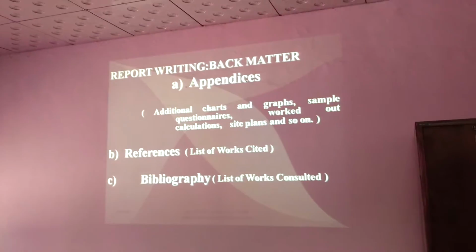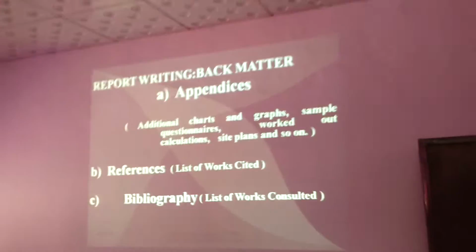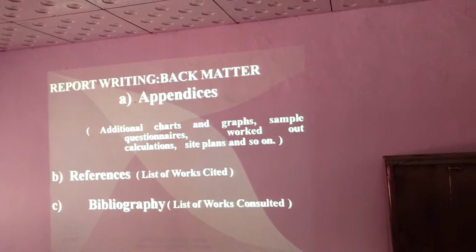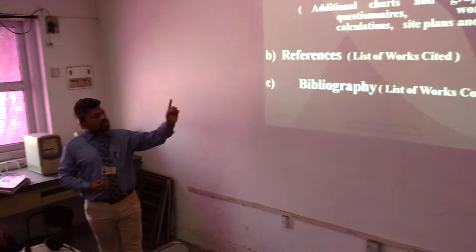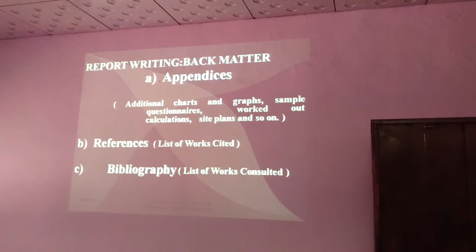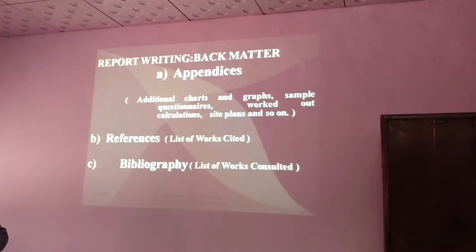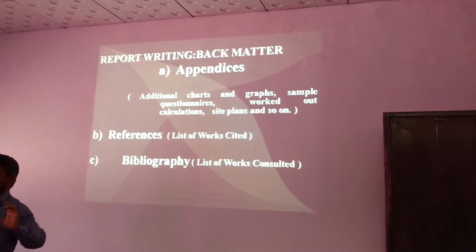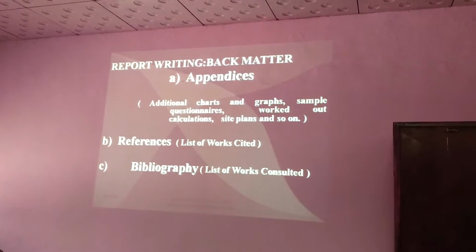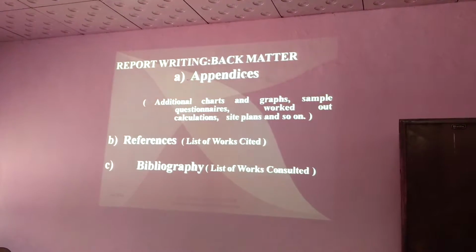Report writing back matter contains these major things. First is appendices. Inside appendices, what type of information should be there? Additional charts and graphs, samples, questionnaire, worked out calculations, site plan and so on. All these things should constitute the appendices. Then there come references.